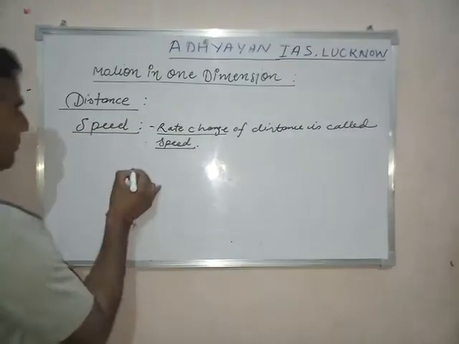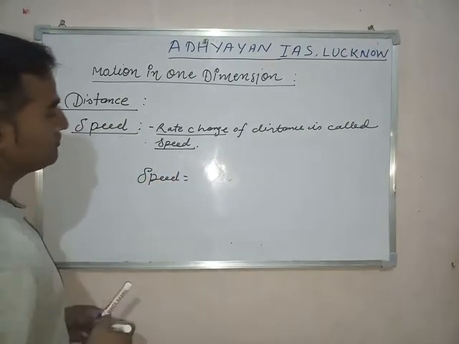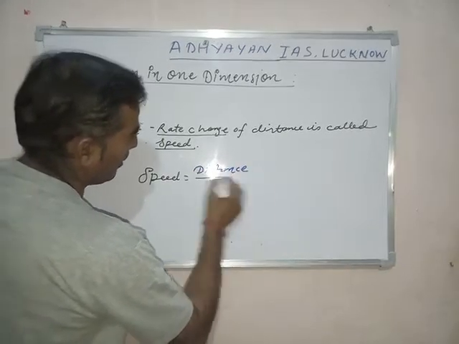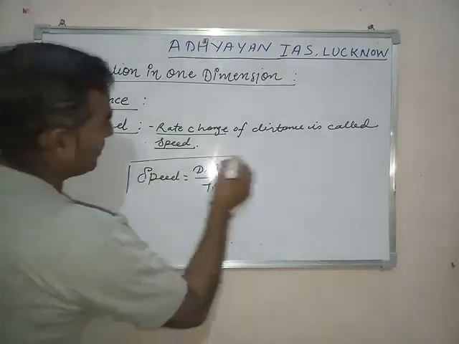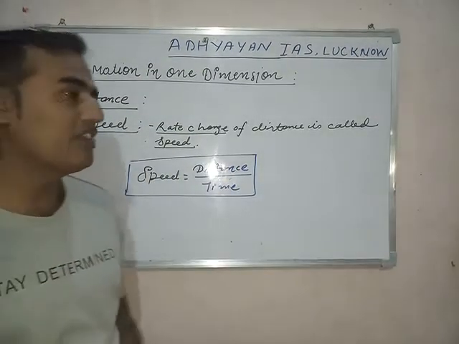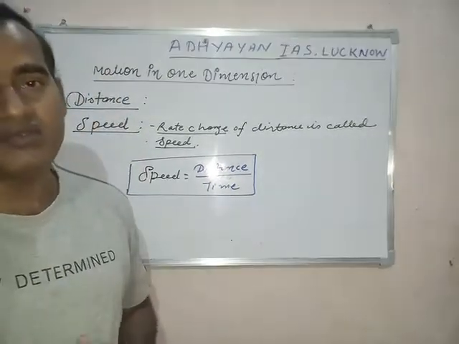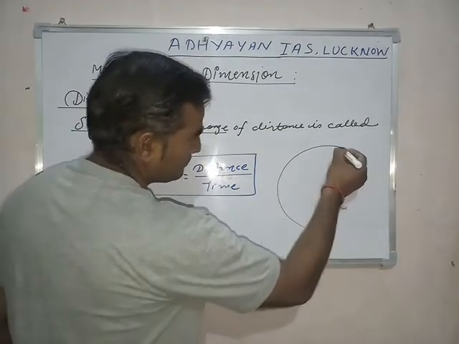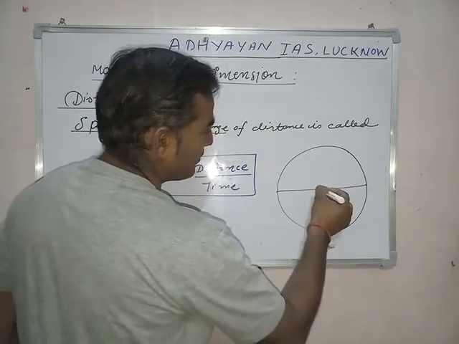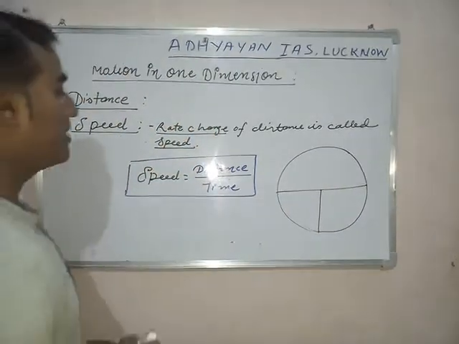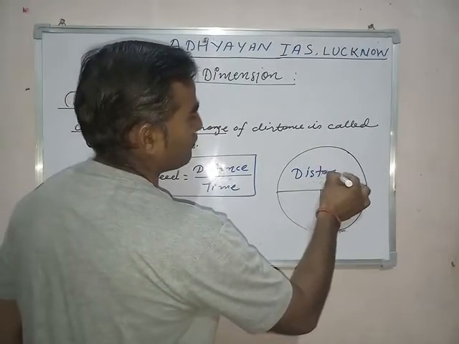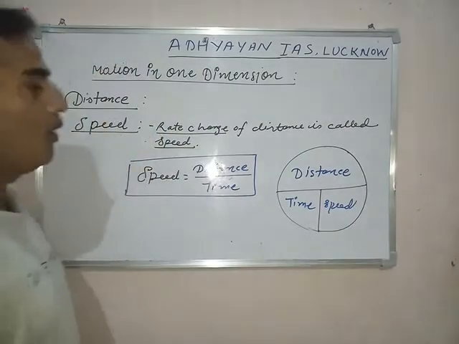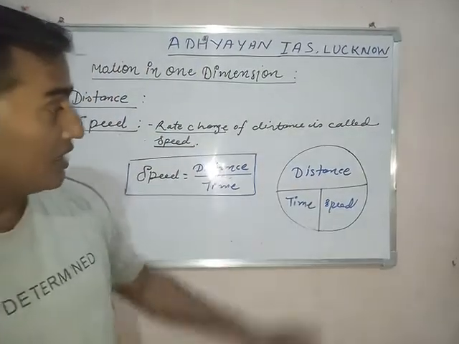So speed equal to distance upon time. This is the relation between speed, distance, and time, and I am going to give you a very easy method, an easy way to learn the relation among them. How? You make a circle and divide it in 3 parts. Write distance, time, and speed. All the three quantities are in this circle.